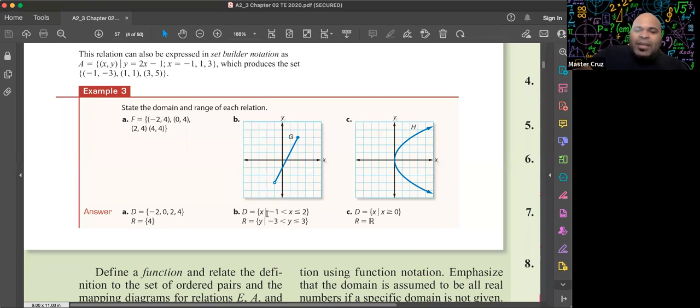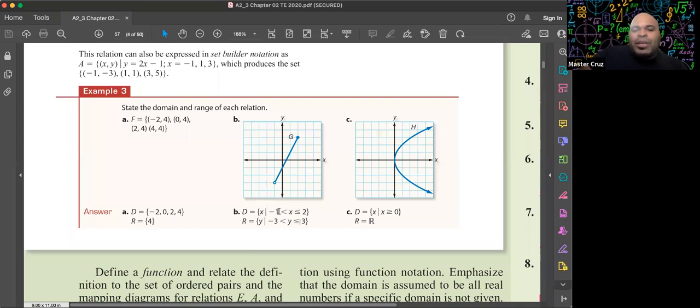x such that -1 is less than x, which is less than or equal to 2. So this in the middle is your best friend. Less than x, less than, is just your best friend. You will always use that.